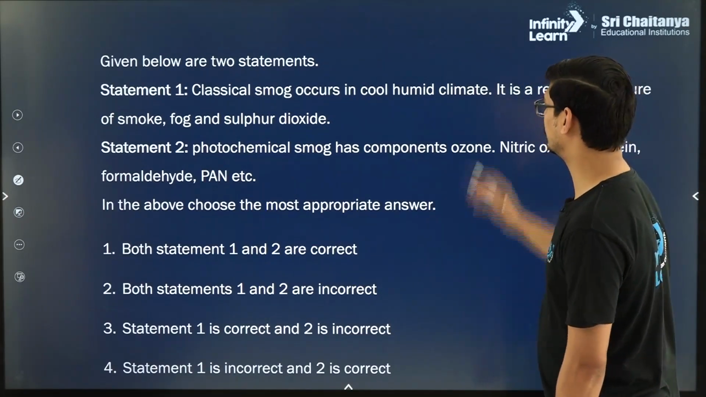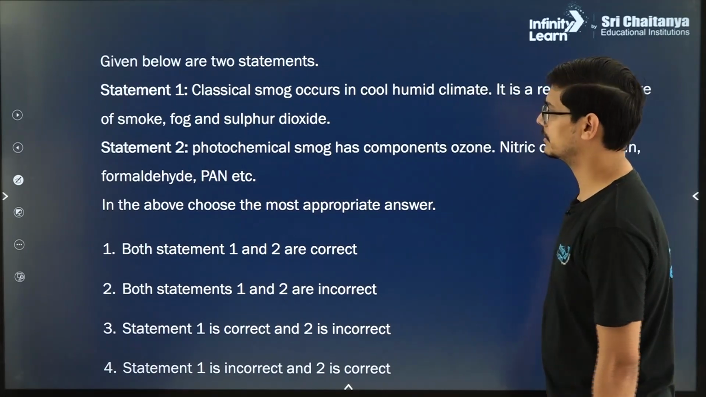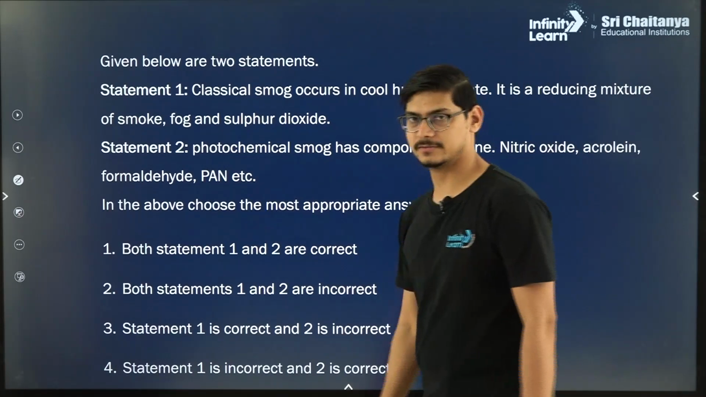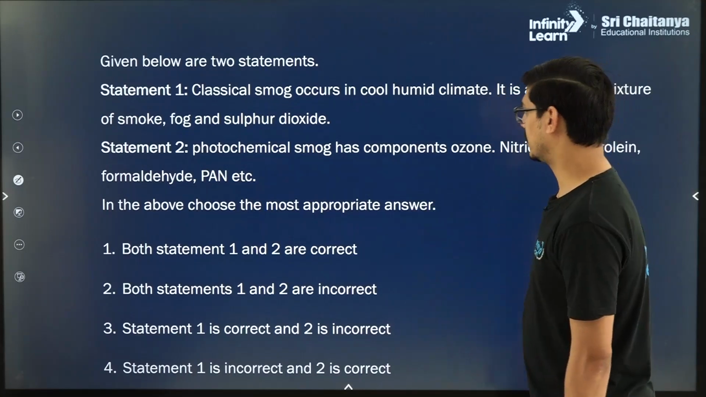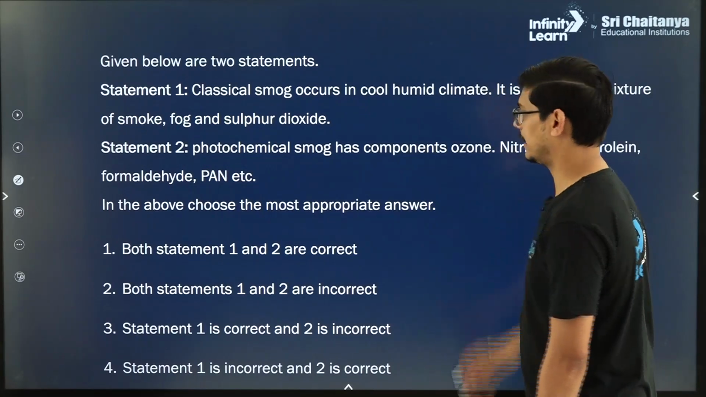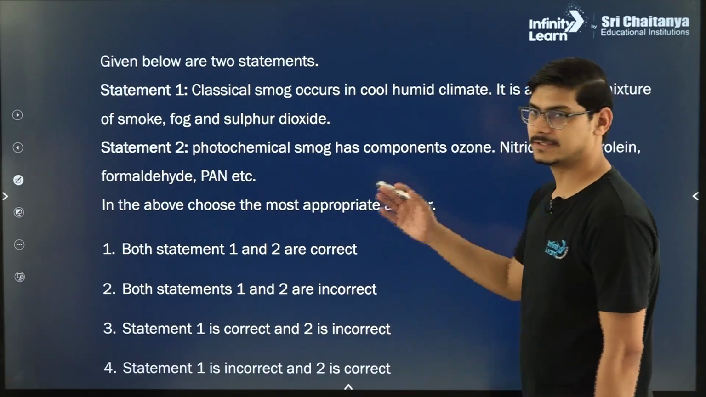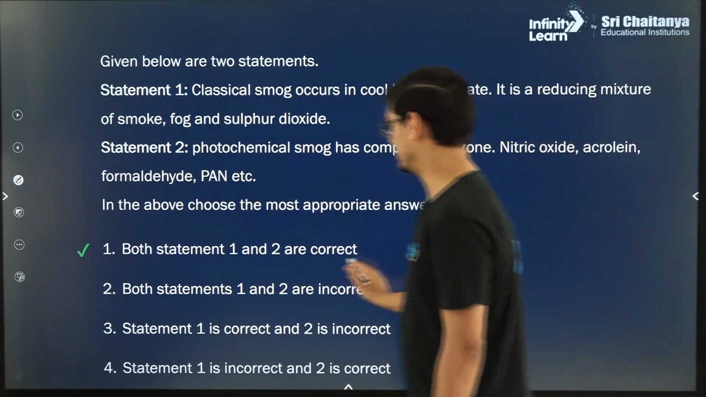Classical smog occurs in cool humid climate, correct. It's a reducing mixture of smoke, fog and sulfur dioxide, true. Photochemical smog has components ozone, nitric acid, acrolein, formaldehyde and peroxyacetyl nitrate. Yes, both statements are correct.